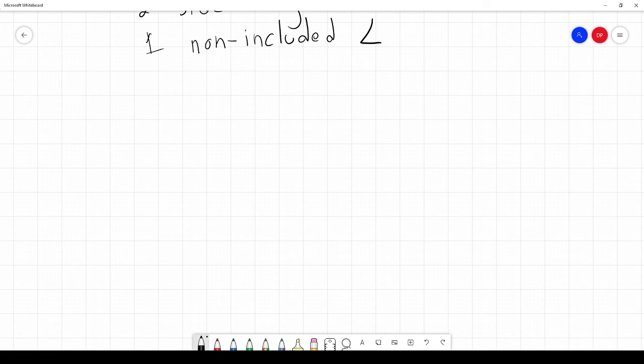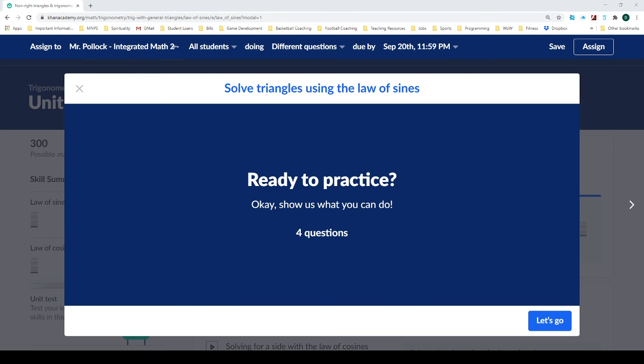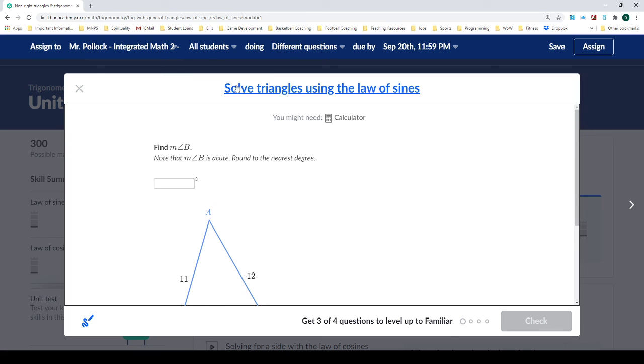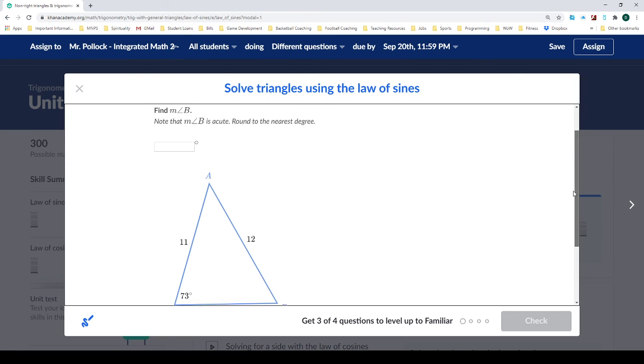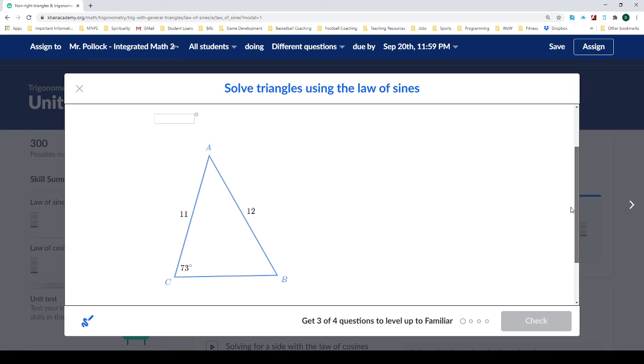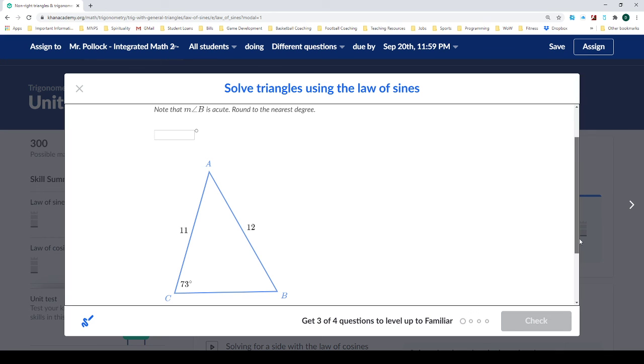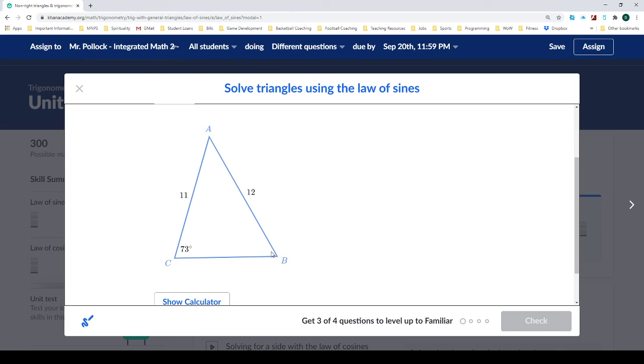So right now I'm going to pull up a problem on Khan Academy, so I'm going to hide the whiteboard for a second. I do not know what problem is going to come up. We're on the problem set for solving triangles using the law of sines. It says find the measure of angle B. We're not actually solving the whole triangle, just finding one of the missing pieces.